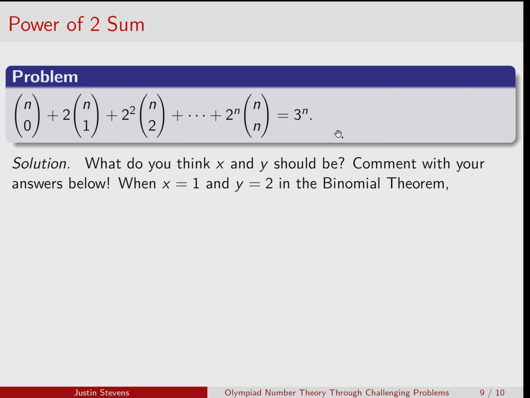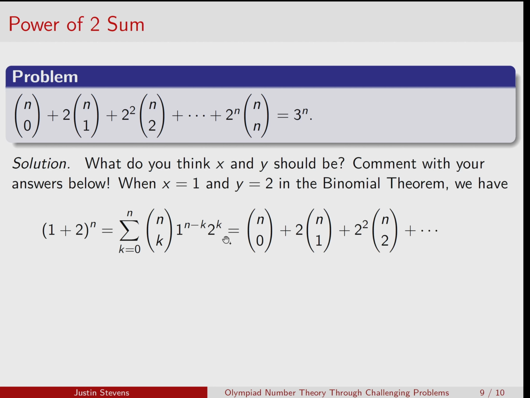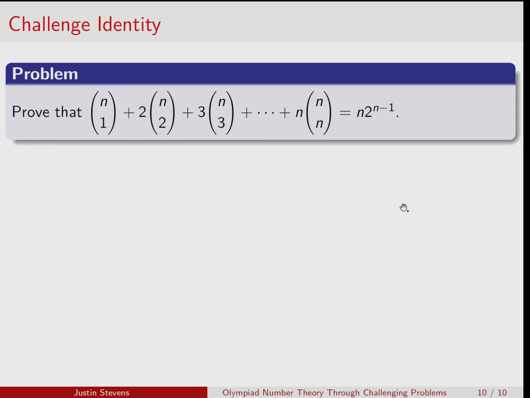And we see that when x is equal to 1 and y is equal to 2 in the binomial theorem, we have (1 plus 2) to the nth power is equal to the sum here of n choose k times 1 times 2 to the k, which is just equal to n choose 0 plus 2 times n choose 1 plus 2 squared times n choose 2, and so forth, which is equal to 3 to the n.